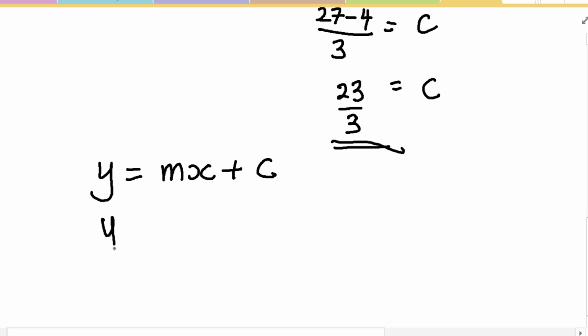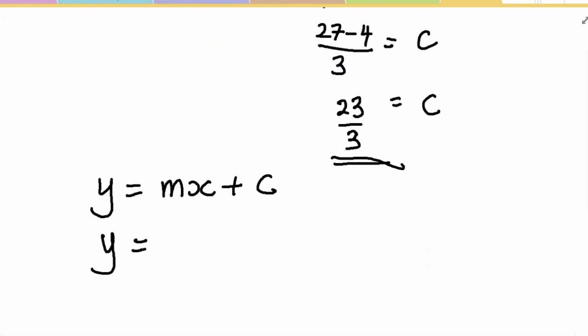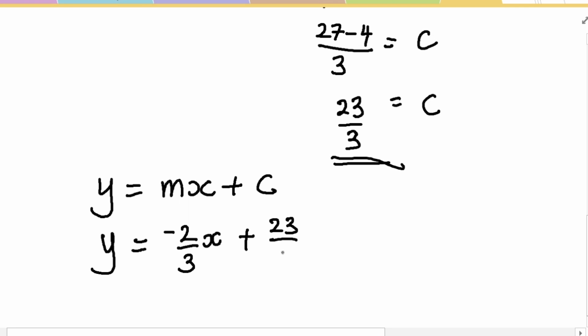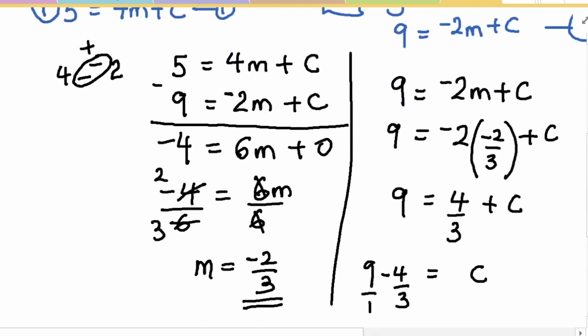So it means that our value of y is going to be, with our value of m, which we got as negative 2 over 3 up there, negative 2 over 3x plus our value of c, which is 23 over 3. So this is the equation of the line.